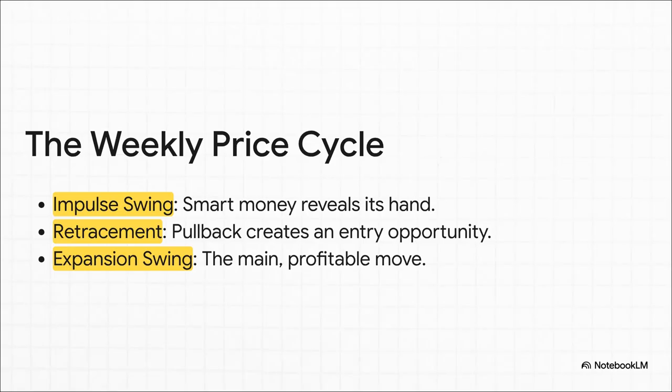You can think of the weekly price cycle like a little three-act play. First, you have the impulse swing. This is where smart money reveals its intentions and gives the first big push in the direction of the weekly bias. Then comes the retracement, the pullback. This is the key part for us because it creates the opportunity to get in at a better price. And finally, we have the expansion swing. This is the main profitable move of the week where price trends towards our big picture target.